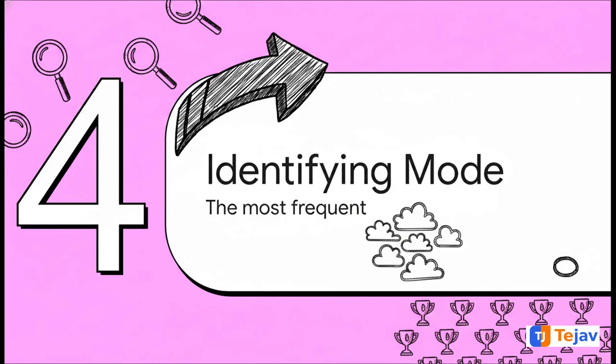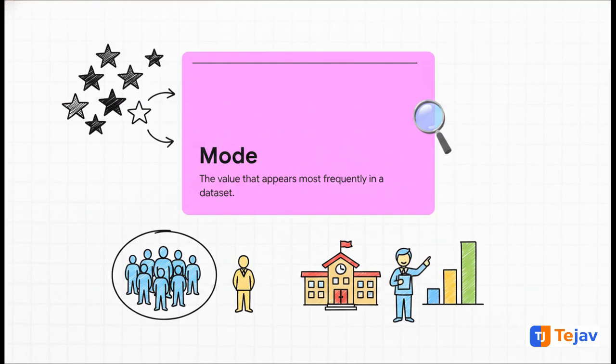On to level 4, identifying the mode. The mode is honestly the absolute easiest measure to spot. It's simply the value that appears most frequently in a dataset. Think of it as the most popular kid in school. If a principal wants to know the most common, typical marks scored by the vast majority of the students, they don't actually look at the mean, they look for the mode.